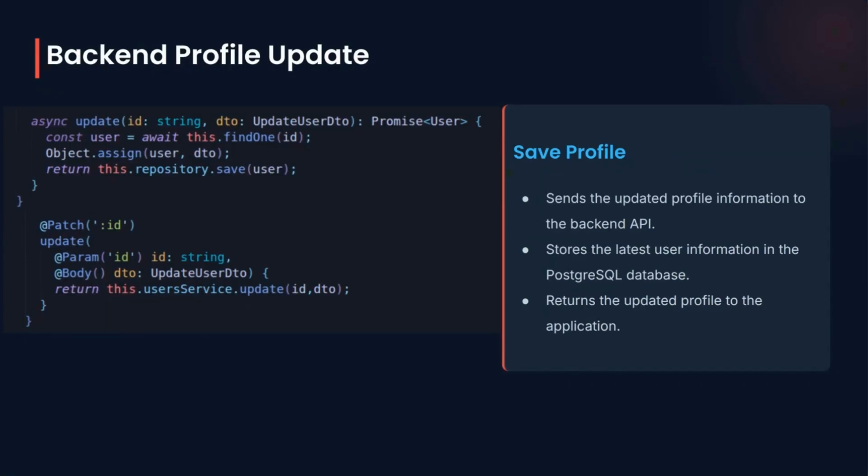For the backend profile update, this backend code updates the user profile. First, it finds the user by ID, then Object.assign replaces the old profile data with the new data from the DTO. After that, repository.save stores the updated user in PostgreSQL and returns the latest profile back to the app.